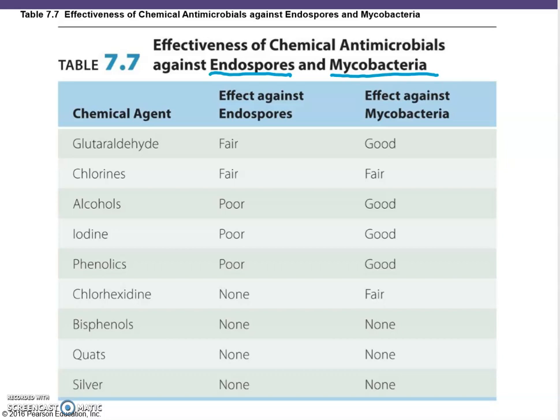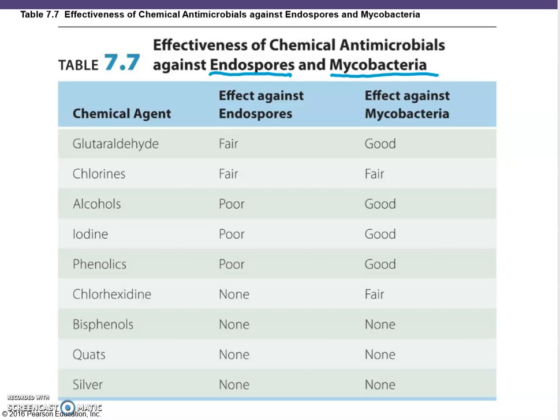Now, if you have an organism that has an endospore, for example, what can you use? None of these are effective, these are poor, and these are fair. So your best choice is maybe chlorine or glutaraldehyde, but none of it is really good. So getting rid of spores is really tough. Probably your best option is to autoclave it if you can do that with the material.